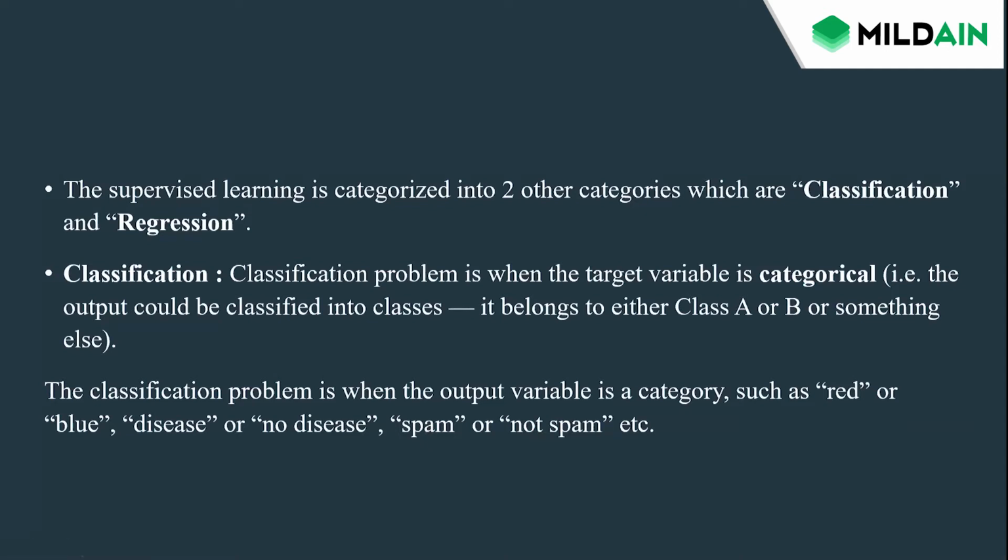So in supervised learning, we have two categories. One is classification, another one is regression. In regression, we try to go for the prediction purpose, right?